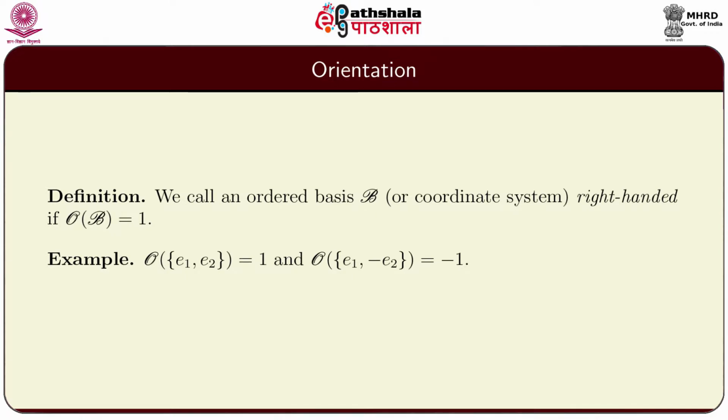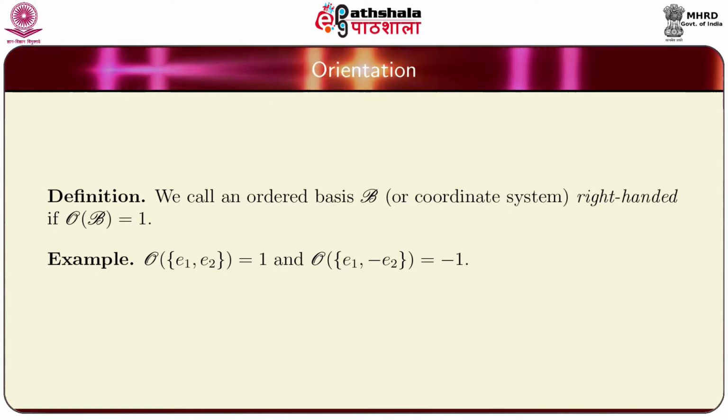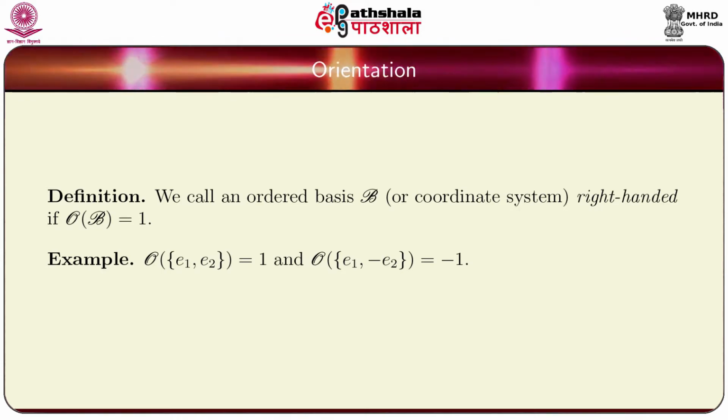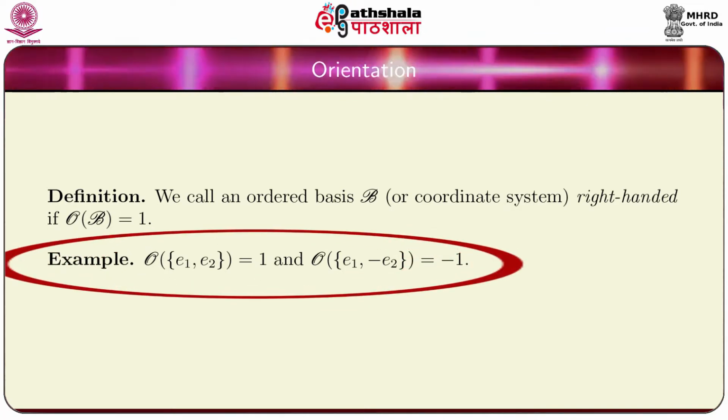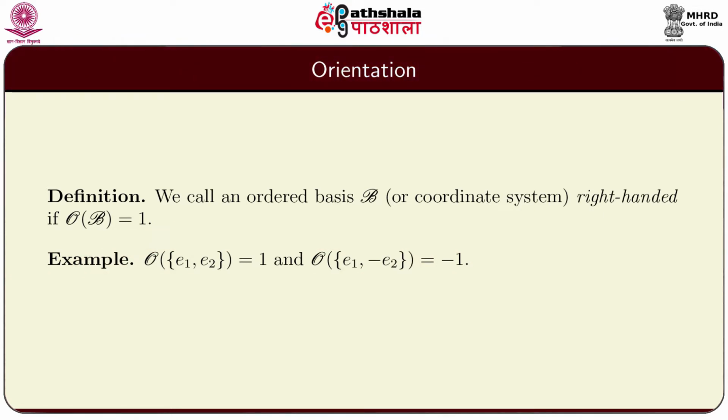Definition: we call an ordered basis B or a coordinate system right-handed if the orientation of the basis is 1. For example, the orientation of the standard basis E1, E2 of R2 is 1, and the orientation of this basis E1, minus E2 is minus 1. Therefore, whether the system is right-handed or not would very much depend on the basis that we choose to work with.